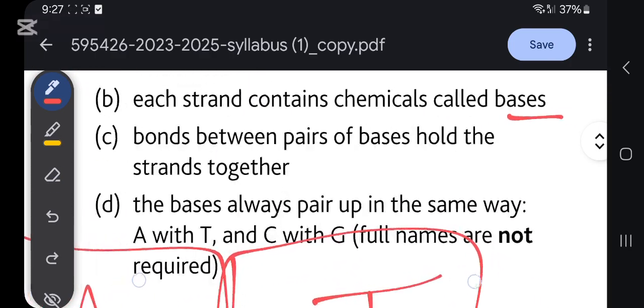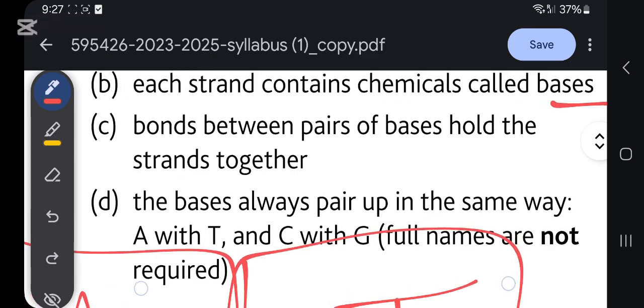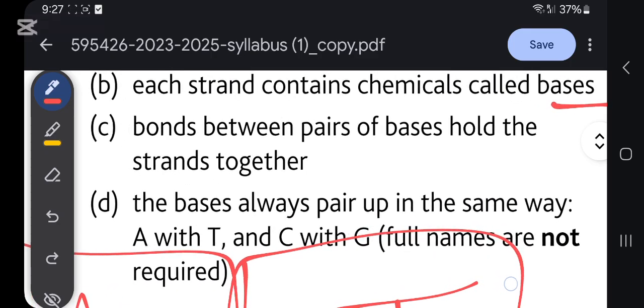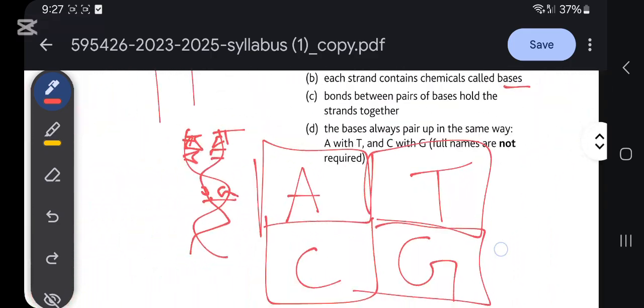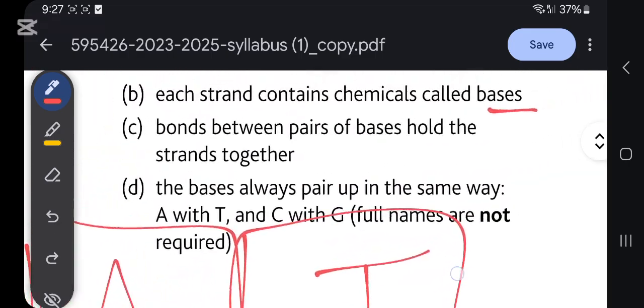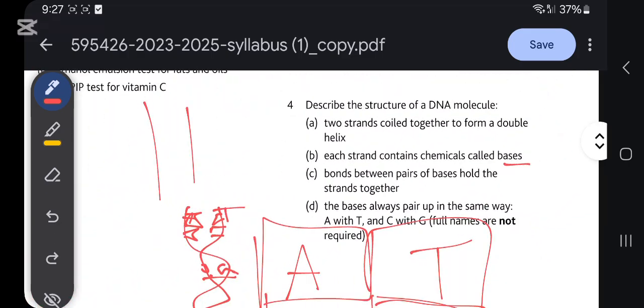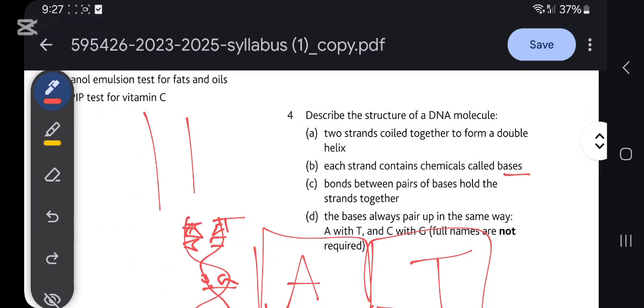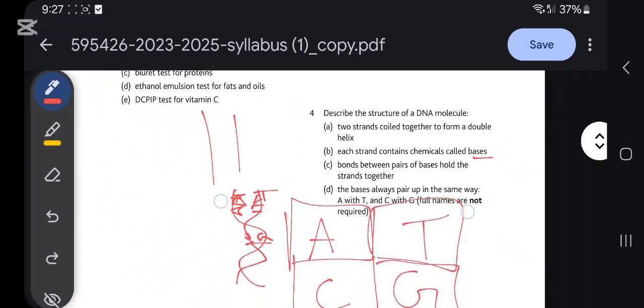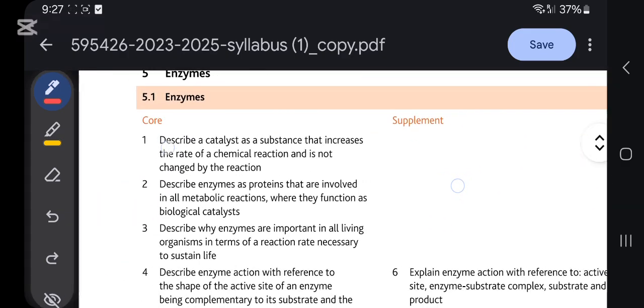Another thing that you need to know is that the bonds between the pair of bases hold the strand together. The way that A bonds with T and C bonds with G, adenine with thymine, you don't need to know the full names, by the way. These hold the strand together. The bases always pair up in the same way, A with T and C with G. This was pretty simple and full names are not to be known.